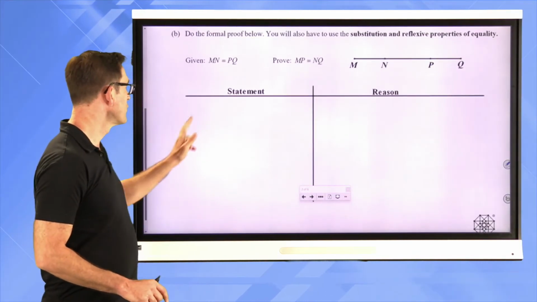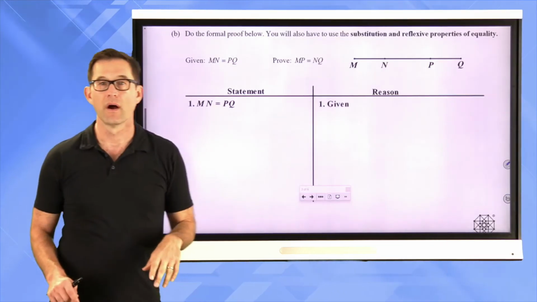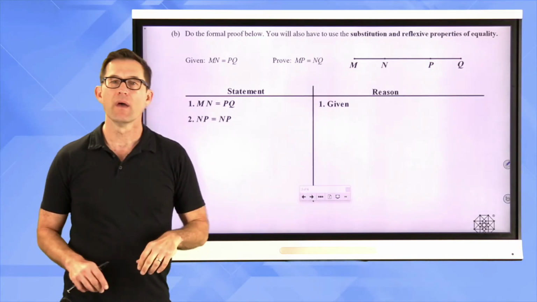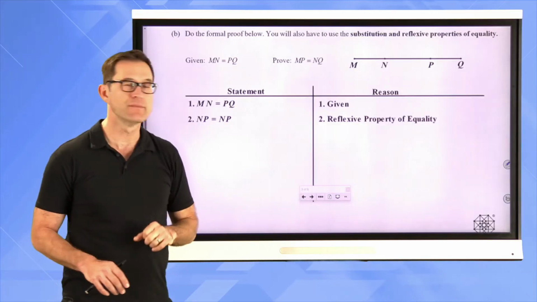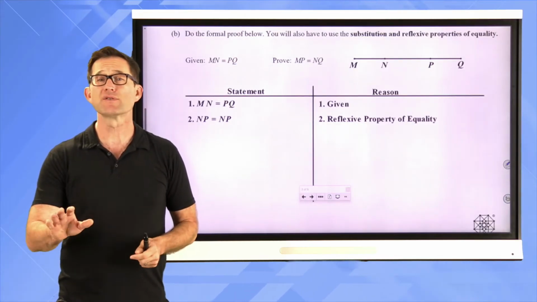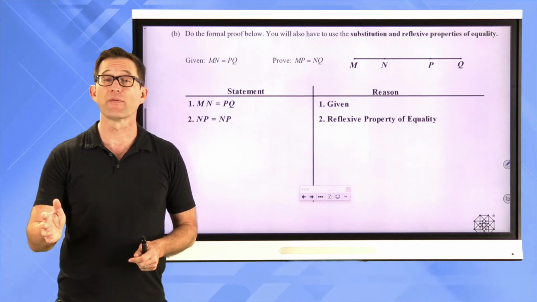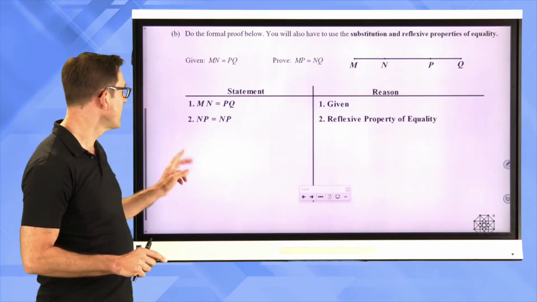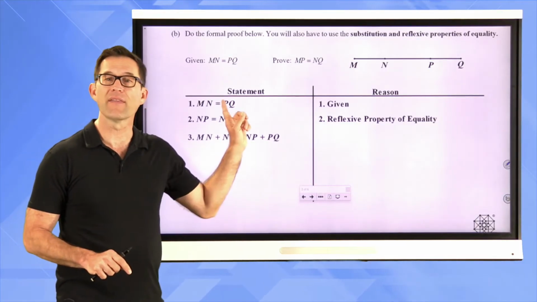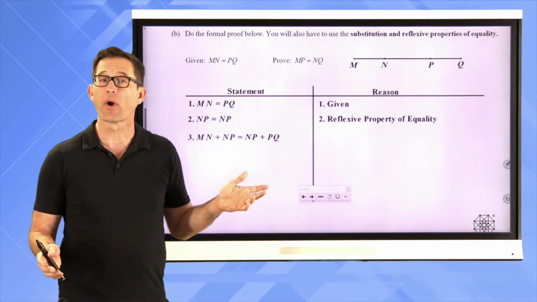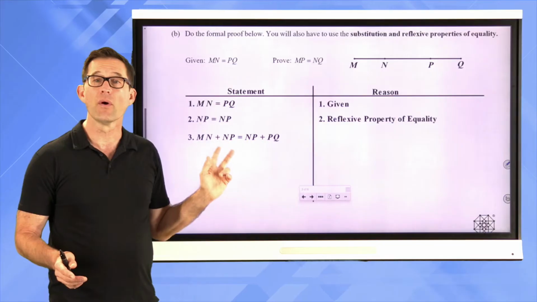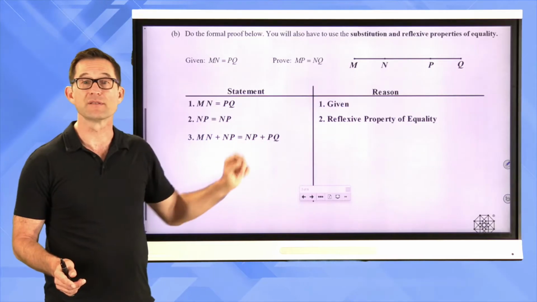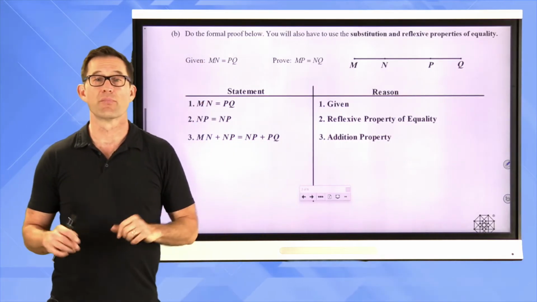All right, so the first thing I'm going to do is just get my given down. MN is equal to PQ. Great. Let's take a look at my next line. I'm going to say NP is equal to NP. That's the reflexive property of equality, or if you just wrote down reflexive property, or even probably just the word reflexive, you're fine. Now, why did I do that? Well, I did that because what I'd like to do is add these two equations together, right? That's the addition property of equality. Equals added to equals are equal. So I'm just doing MN plus NP is equal to NP plus PQ. That is the addition property.